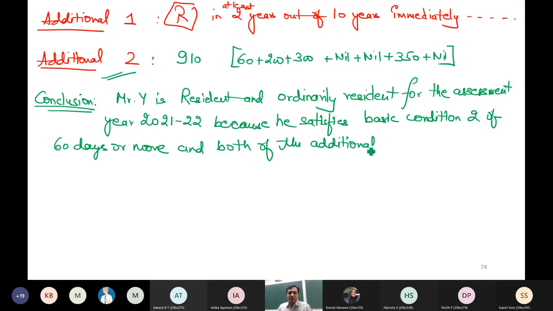Because writing only this will not be sufficient. You have to give the reason that in these years he is resident. In additional number 2, he was present for 910 days. So you have to be very specific in writing the answer.